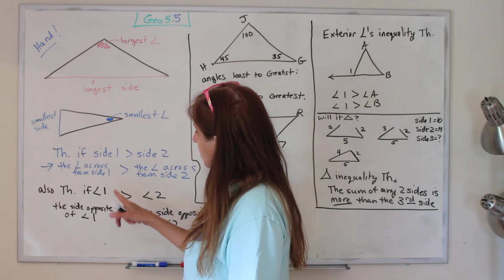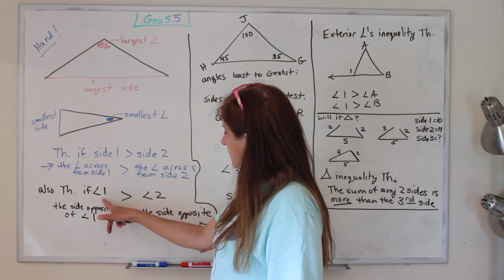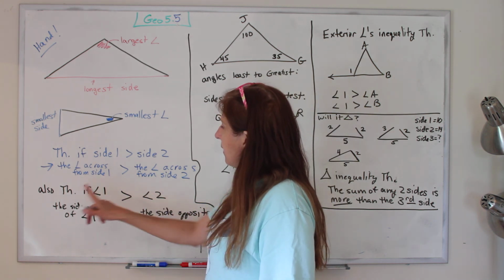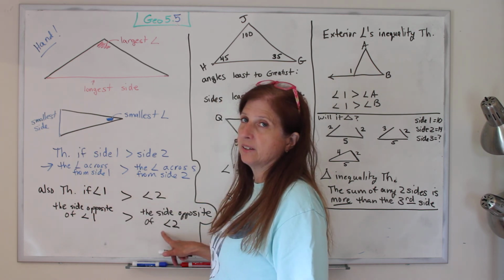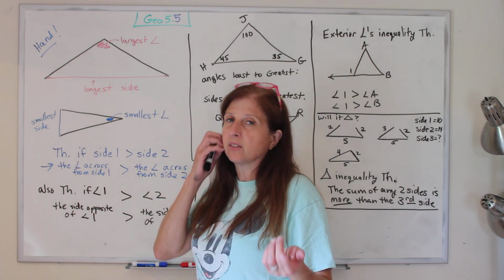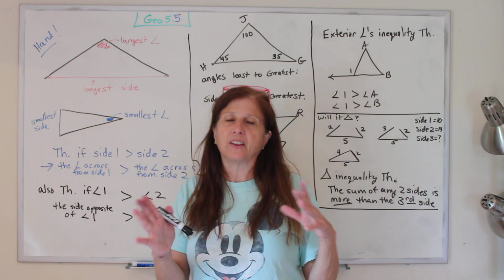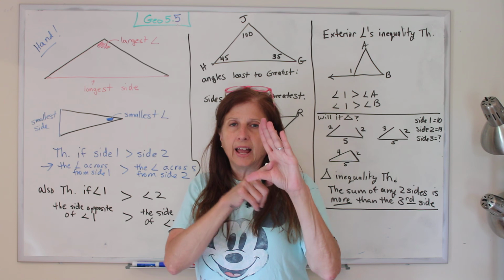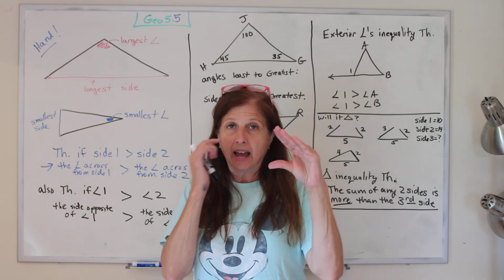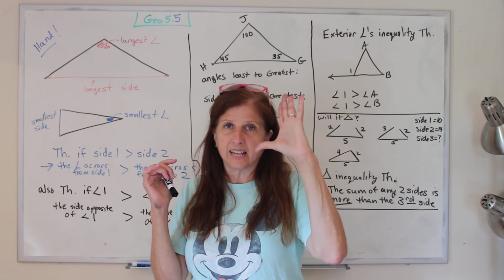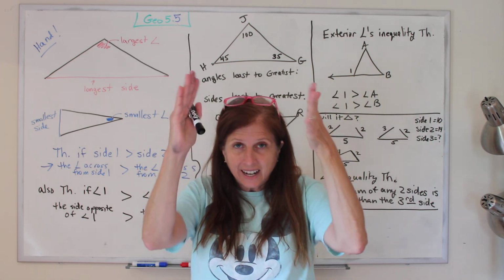Okay? Also, another part of this theorem, if angle 1 is bigger than angle 2, then the side opposite of angle 1 is bigger than the side opposite of angle 2. It's the same thing, they're just saying it the same way. One is starting with the angle, the other one's starting with the side. Either way, the angle and the side across from them are connected. The angle controls how big the side is. I'm looking at you really intently, so you will get this idea.